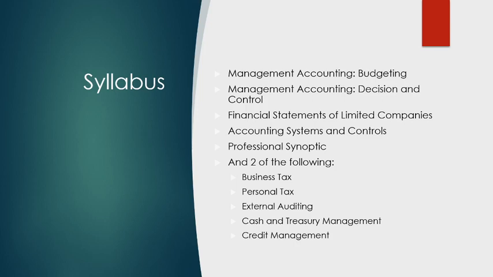So first of all, let's go into the AAT Level 4 syllabus. There are five compulsory topics and then two which are optional. The compulsory ones are management accounting budgeting, management accounting decision and control, financial statements of limited companies, accounting systems and controls, and the professional synoptic. And then you can take two of any of the following: business tax, personal tax, external auditing, cash and treasury management, and credit management. You only have to take two of the optional ones, and they are needed in order for you to complete your qualification.